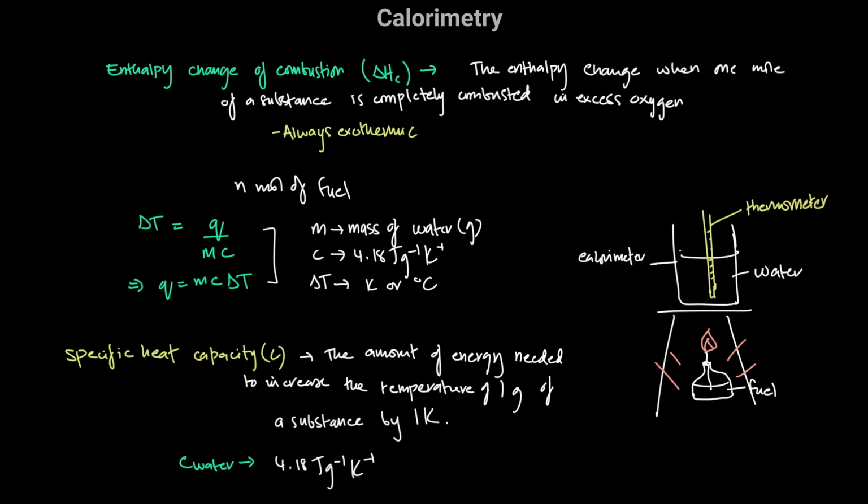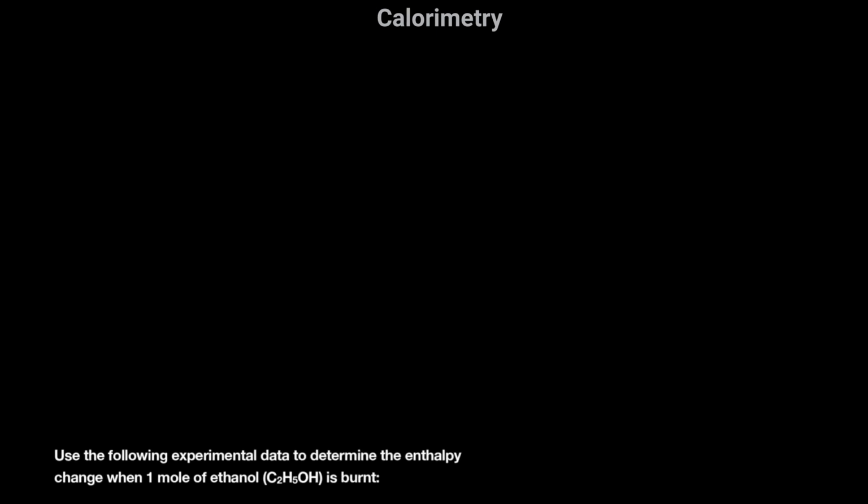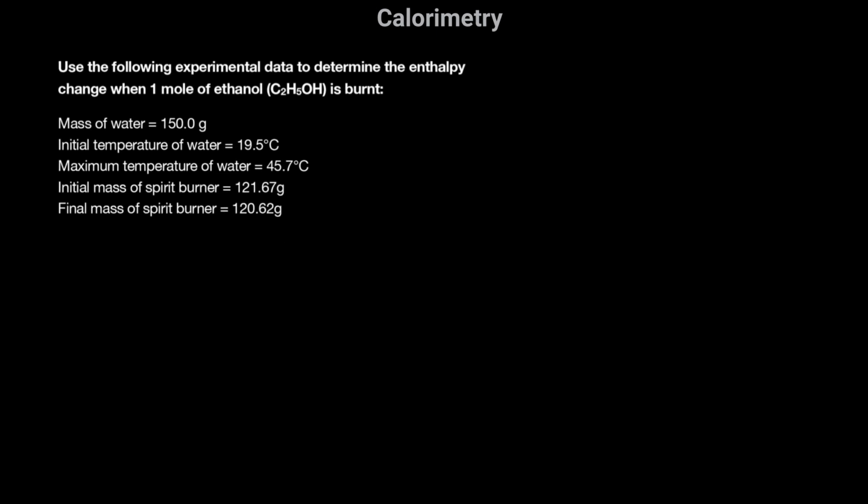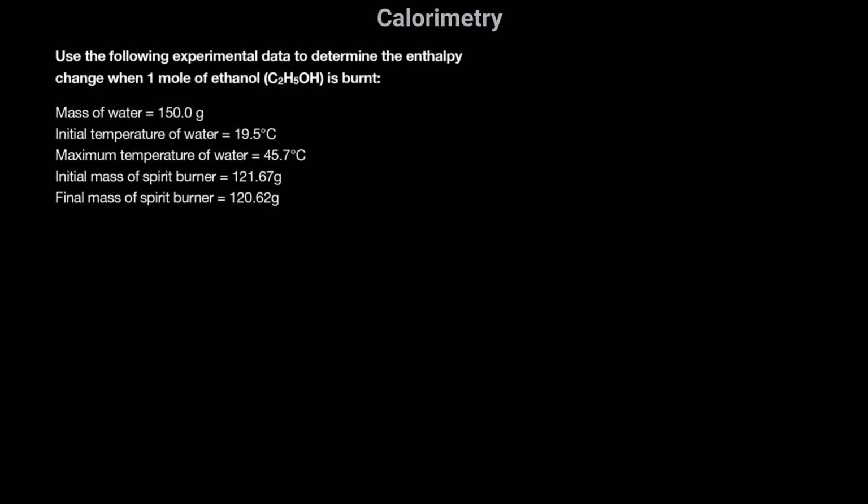So now let's do a question in which we're going to calculate the enthalpy change of combustion of ethanol. The question says: use the following experimental data to determine the enthalpy change when 1 mole of ethanol is burnt, or completely combusted. When 1 mole of a substance is completely combusted, that enthalpy change is called the enthalpy change of combustion. So here we have to calculate the enthalpy change of combustion of ethanol.